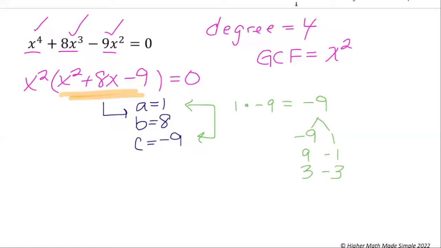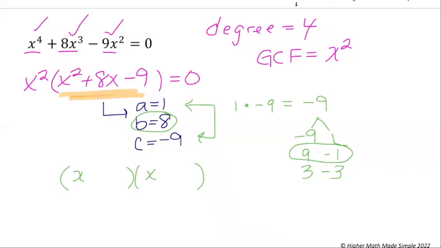So next we have to see which one of these pairs add up to +8, because that's B. And it looks like the +9 and the -1 work because 9 plus -1 gives me +8. So last but not least, since this is the A equals 1 method, we just write those chosen factors into our template. So this is our template.